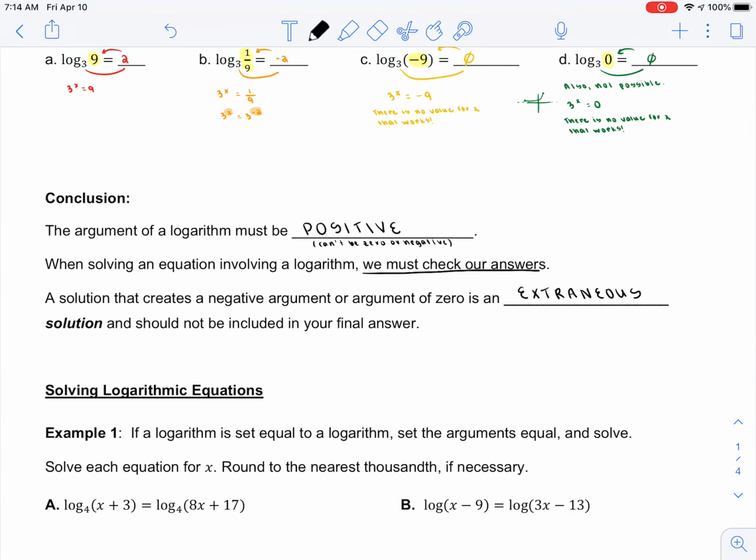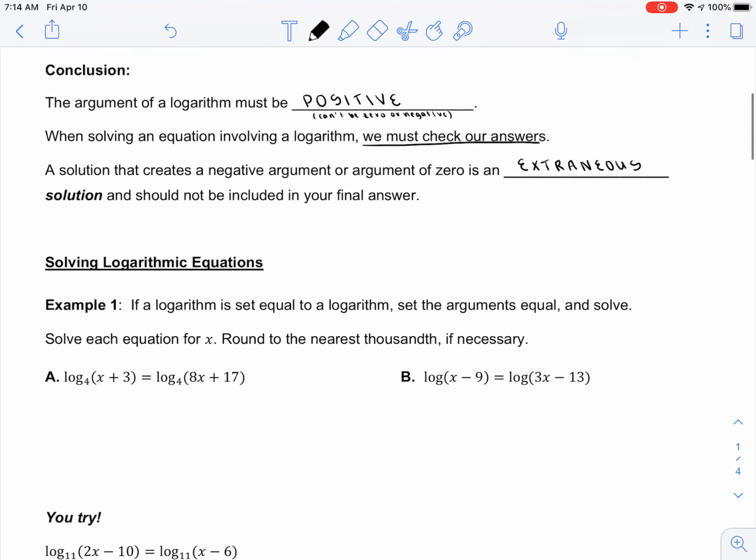Now, as a result, when we solve log equations, you're going to have to check your answers because you may get an answer that when you sub it back in is what we call an extraneous solution because it does make the argument negative or equal to 0. So what do I mean by this? Let me show you how this is done.